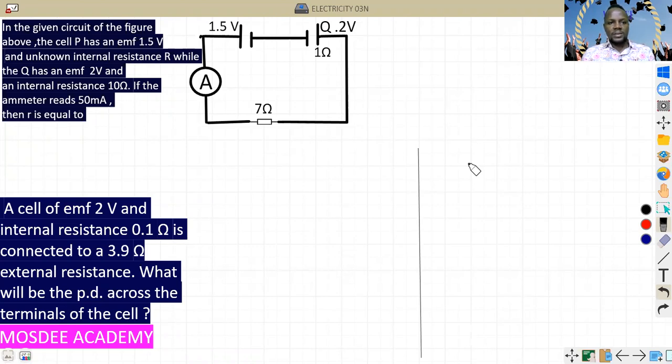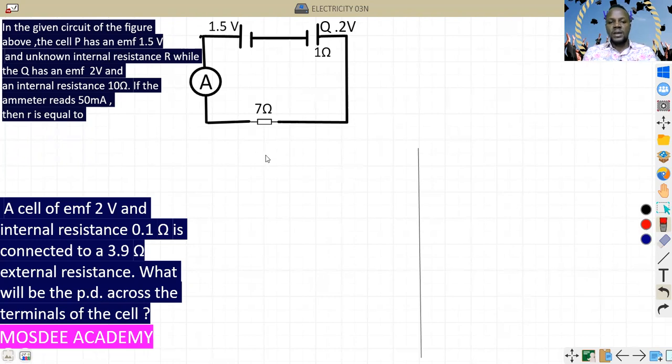Let's take it again. Given the circuit of the figure, the cell P has an EMF of 1.5 volts and an unknown internal resistance r, while the cell Q has an EMF of 2 volts and an internal resistance of 10. If the ammeter reads 50 mA, then r is equal to dash. So let's do that question 3 solution.